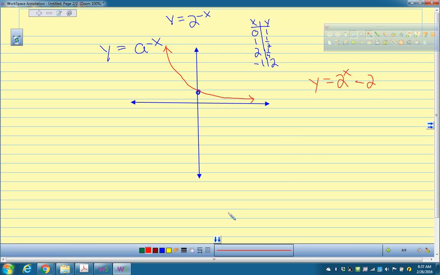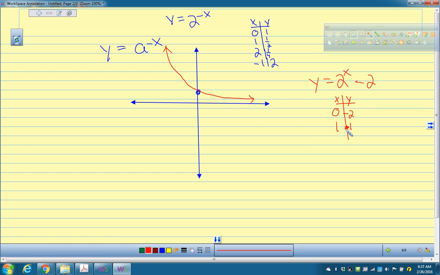minus 2. What's that going to do to it? Down 2. Okay. So instead, this one, and if it helps you, make a little table. X, y. So it's going to take, if I plug in 0, now I'm going to get out negative 2. If I plug in 1, now I'm going to get 2 to the 1, which is 2. I'm going to get out 1. Right? Is that right? Oh, negative 1.